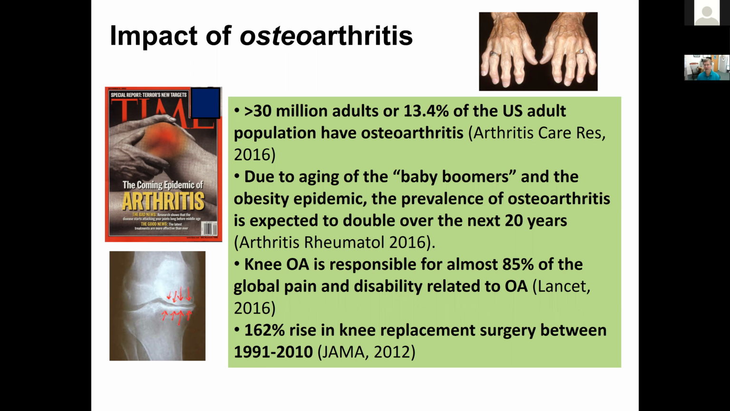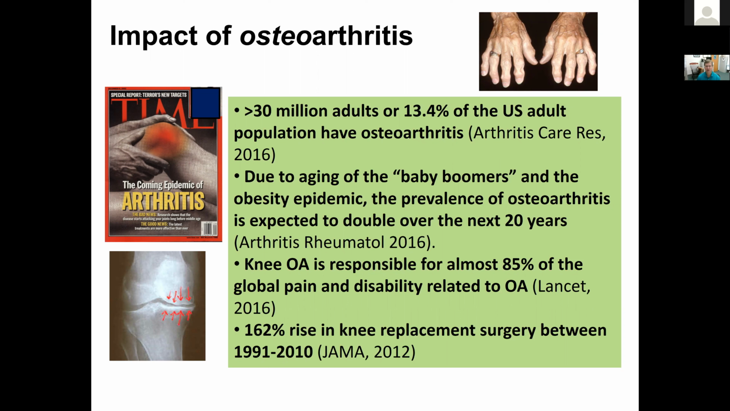Knee osteoarthritis receives a lot of the attention, and a lot of the phenotyping work that I'm going to talk about today is relative to knee OA, but there are some hand and hip studies that I'll mention. But knee OA is a big focus of research because about 85% of the global pain and disability of OA is related to knee OA. And then finally, the number of knee replacement surgeries in the United States has been on the rise.